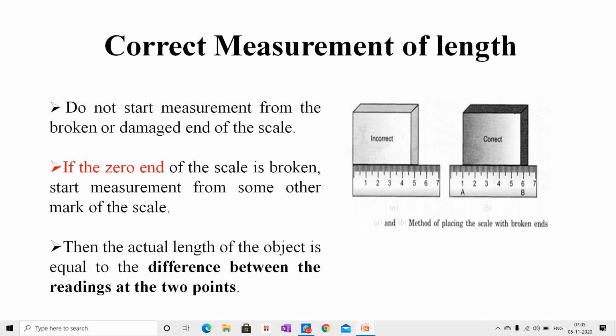And we should not start measurement from the broken or damaged end of the scale. If the zero end of the scale is broken, we should start measurement from another mark of the scale. Then the actual length of the object is equal to the difference between the readings at the 2 points.